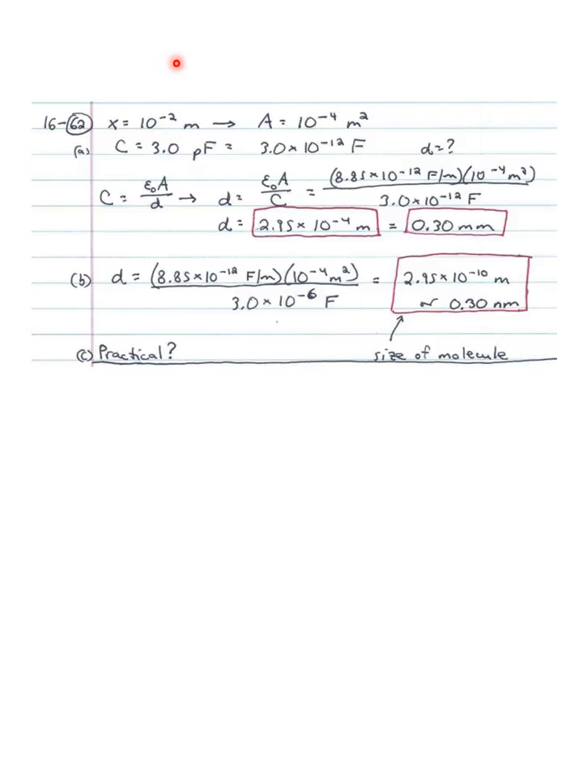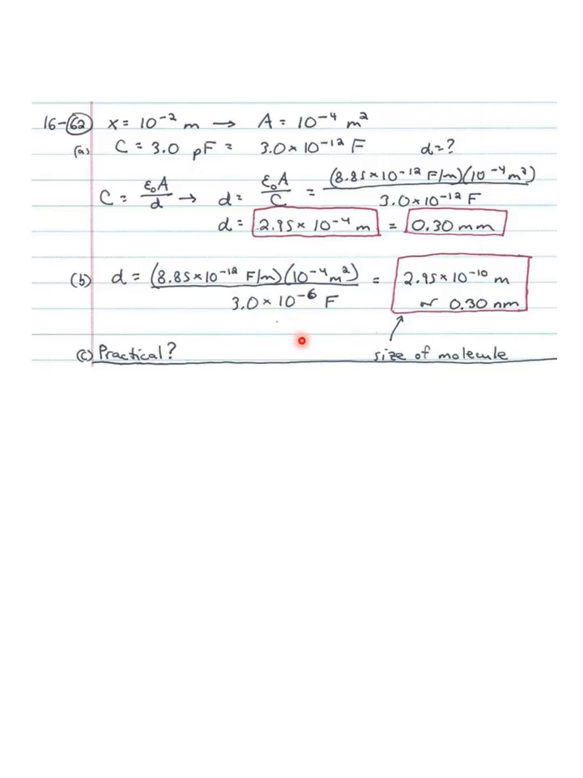So a side is 10 to the negative 2 meters, which means the area of that square is going to be 10 to the negative 4 square meters. Our capacitance is 3 times 10 to the negative 12 farads. What is the distance? We'll use the capacitance equation. We're assuming no dielectric in the middle. So capacitance equals epsilon naught times area divided by d. Solving for d, d is epsilon naught area over capacitance. Epsilon naught is 8.85 times 10 to the negative 12 times the area divided by capacitance. We get a distance of 0.3 millimeters.